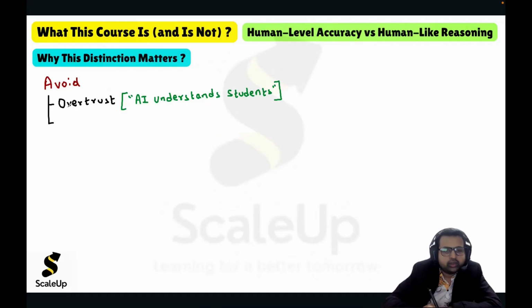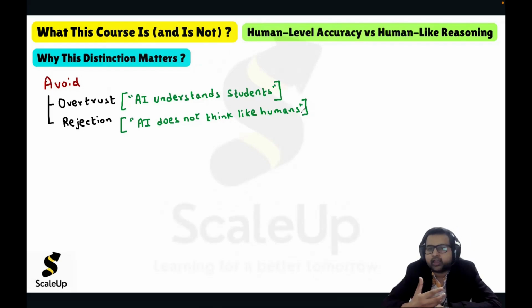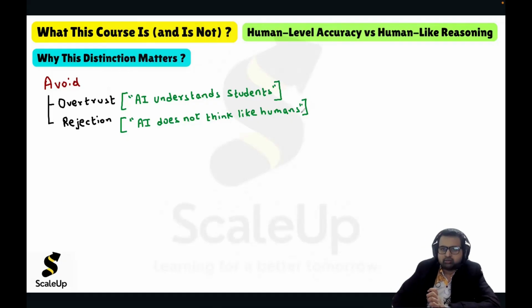And to avoid rejection, we must remember that AI does not think like a human. See, the idea is that the AI grading system we will be making will certainly not be thinking like a human. To be very honest with you, in this course, whatever AI model we make will not think like a human, and hence we have to avoid the rejection. Beforehand, it should be very clear to us that the AI grading system we will be building will not think like humans. So that's why this distinction is important, human level accuracy versus human level reasoning.